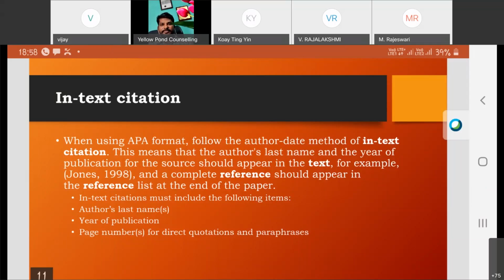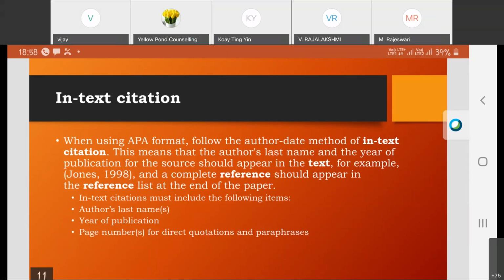Here the author name should be the last name. For example, the author name may be Jerome Webner; Webner is the last name. The last name should come first, and then we have to put in a comma and the year of publication. So when we're talking about in-text citations, we have two kinds of citation: a parenthetical citation and a narrative citation.